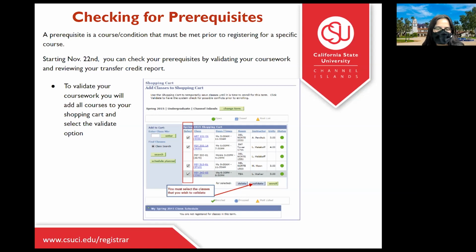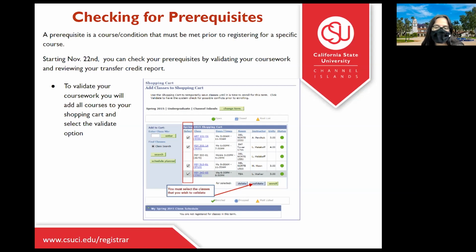Checking for prerequisites. I'll go over the process of checking for them, how you do it, and then what happens if something isn't articulated. So what is a prerequisite? A prerequisite is a course or a condition that has to be met prior to registering for a specific class.